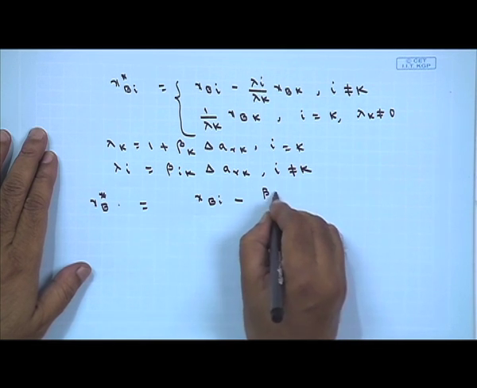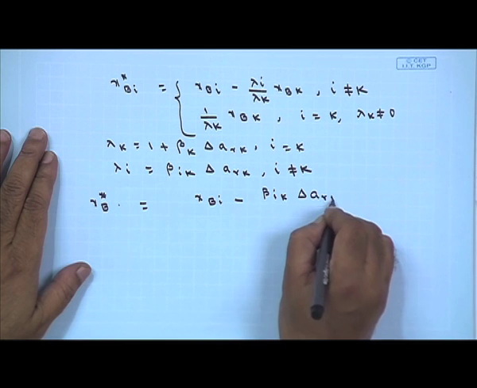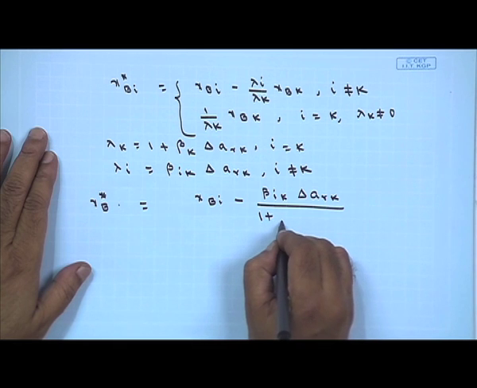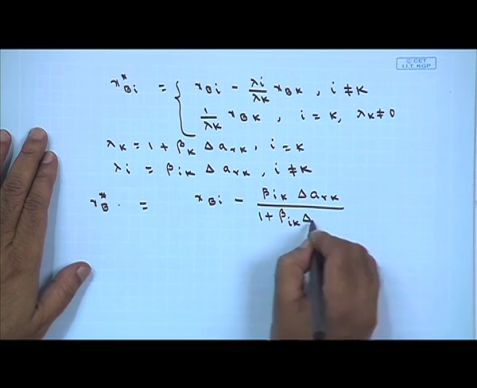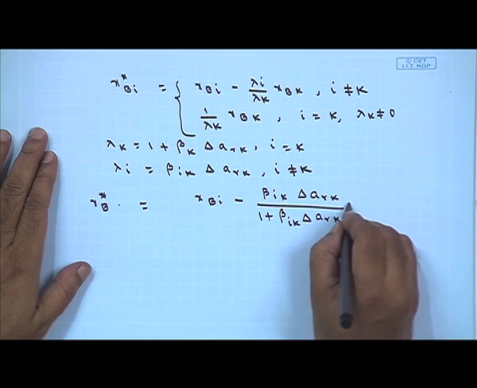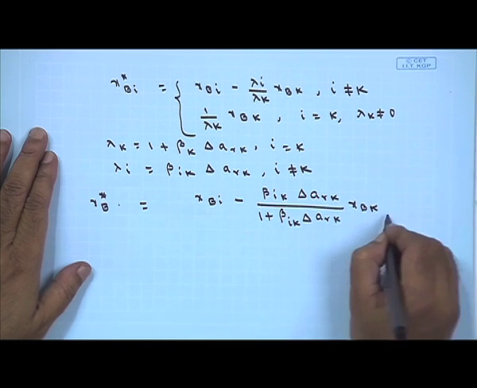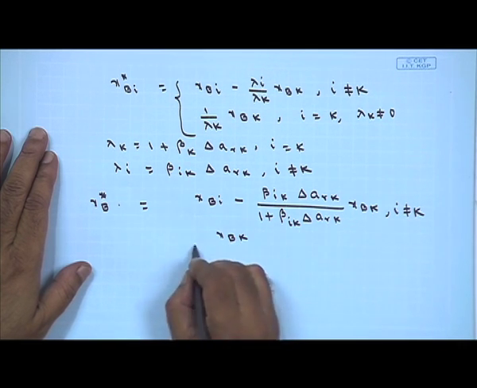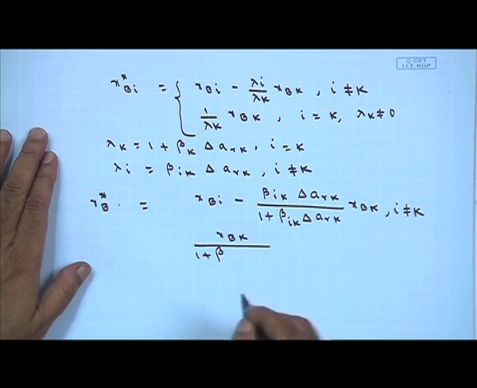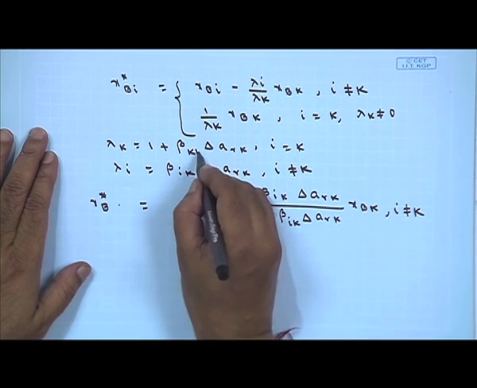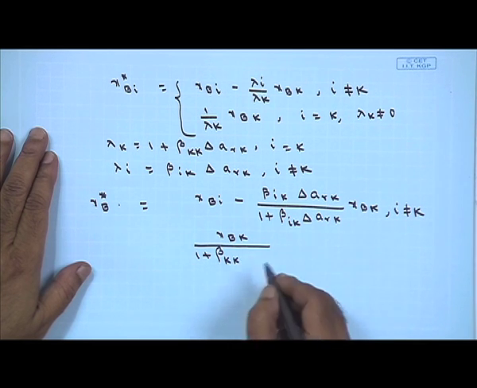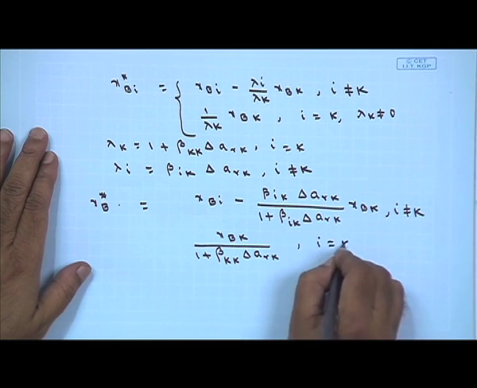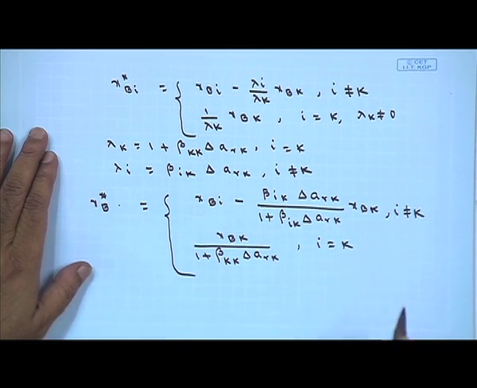So that you can write your x b i star equals x b i minus beta i k delta a r k, from this calculation, divided by 1 plus beta k k delta a r k into x b k, when i is not equal to k, and it will be x b k divided by 1 plus beta k k into delta a r k when i equals k. So, I obtained this thing.